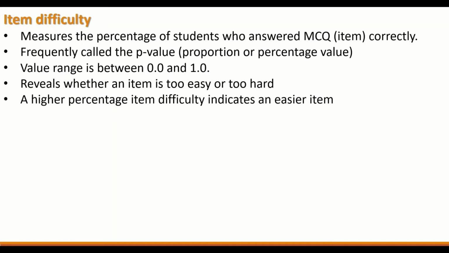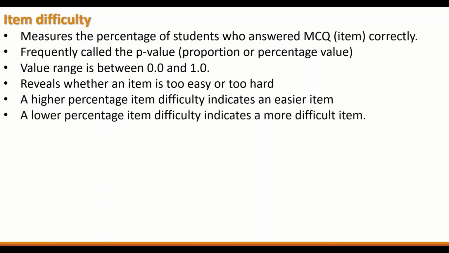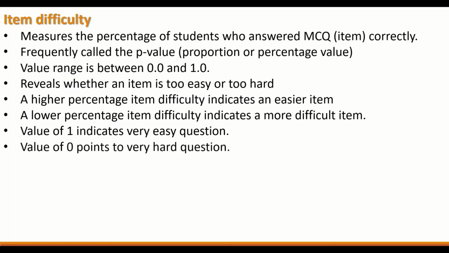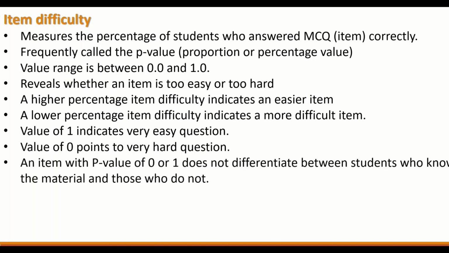A higher item difficulty percentage indicates an easier item, and a lower item difficulty percentage indicates a more difficult item. A value of 1 indicates a very easy question, and a value of 0 points to a very hard question. An item with a p-value of 0 or 1 does not differentiate between students who know the subject material and the content and those who do not.